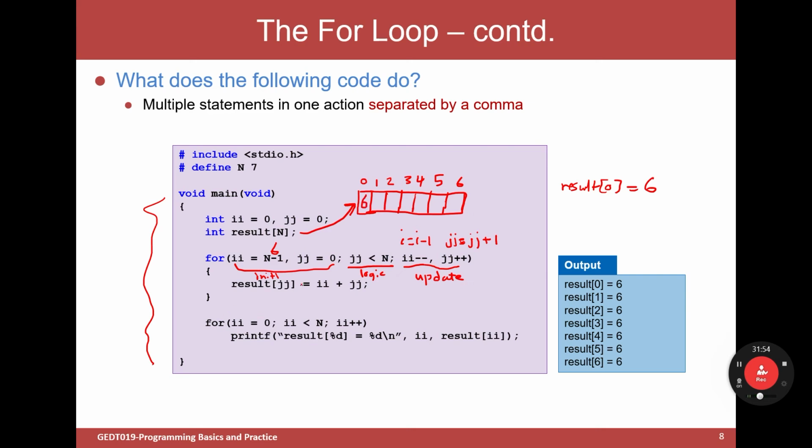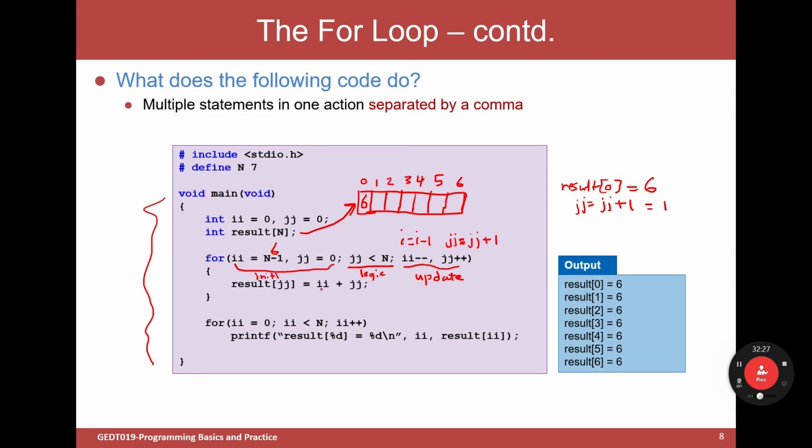Now, go to the next. Is jj still smaller than n? Yes, still smaller than n. Why? Because after this, jj equals old jj plus 1, so it equals 1. Look here, from the jj plus plus. So jj now is equal to 1. Is 1 smaller than 7? Yes, then go to the next. Result jj means result 1. That means this guy.